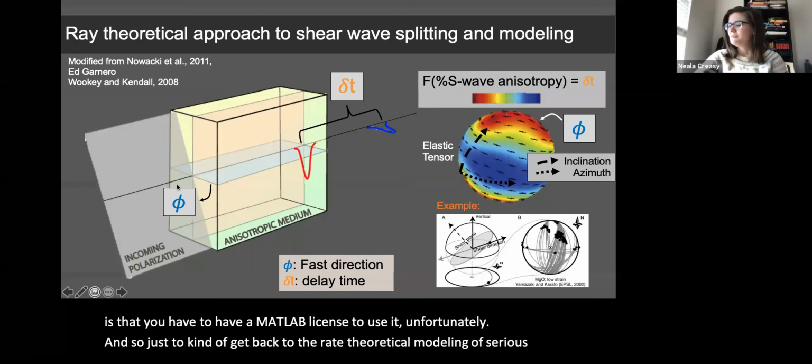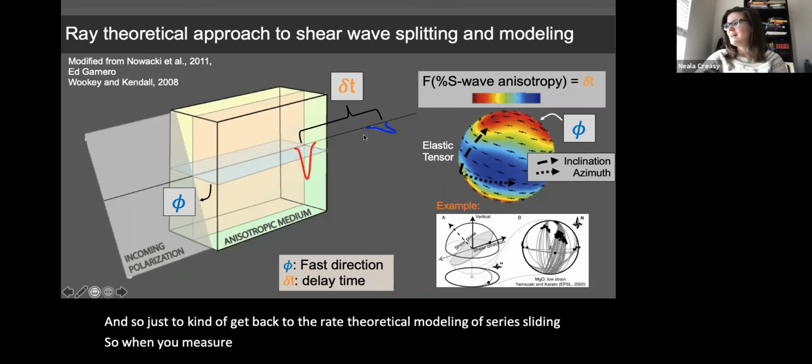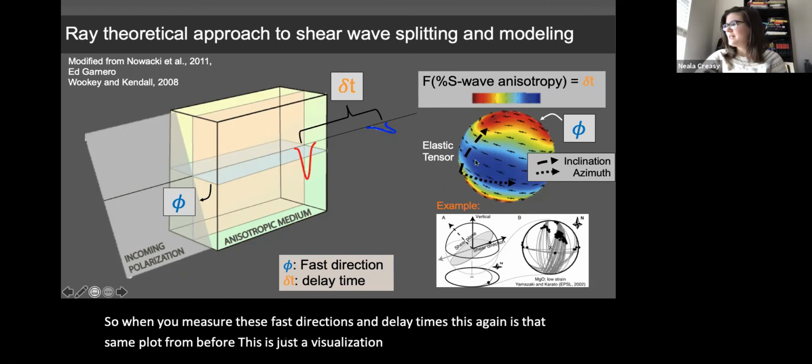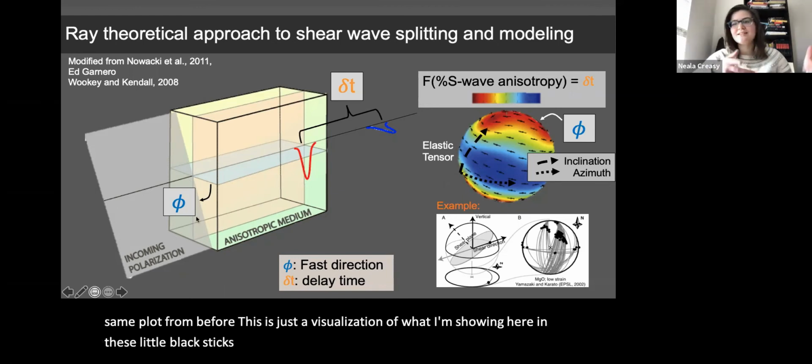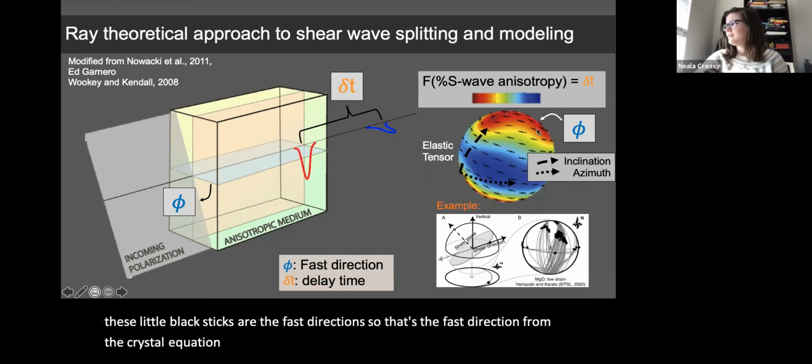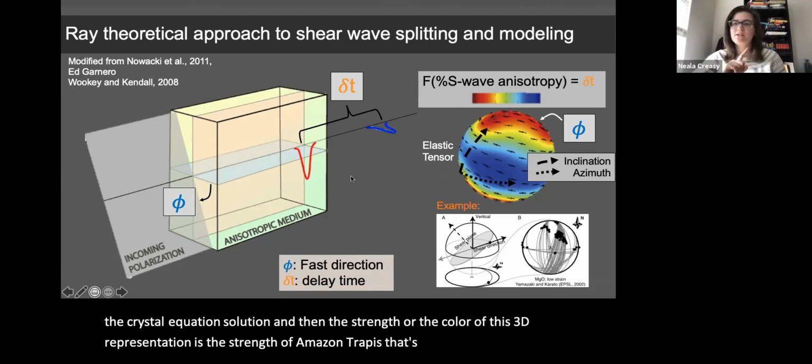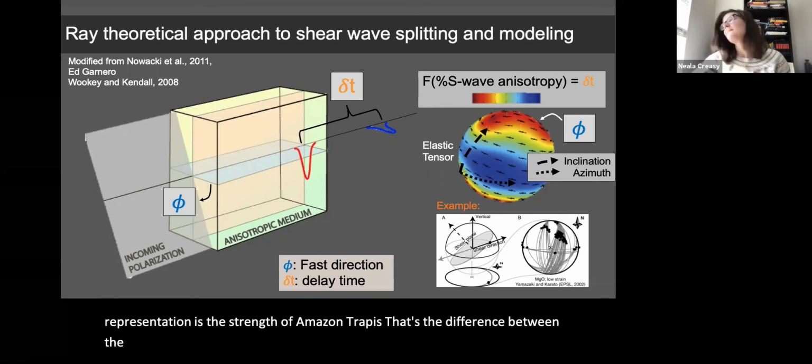Okay, and just to get back to the ray theoretical modeling of shear wave splitting. When you measure these fast directions and delay times, this is again the same plot from before, a visualization of what I'm showing here. These little black sticks are the fast directions, the fast direction from the Christoffel equation solution. And the strength, or the color, of this 3D representation is the strength of anisotropy, the difference between the fast component and the slow.